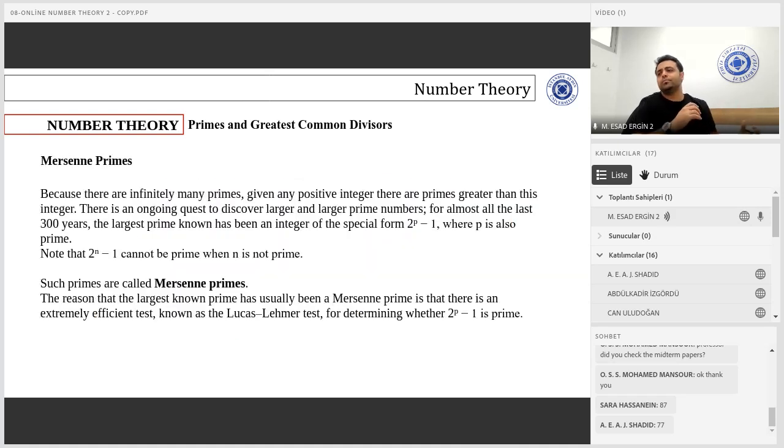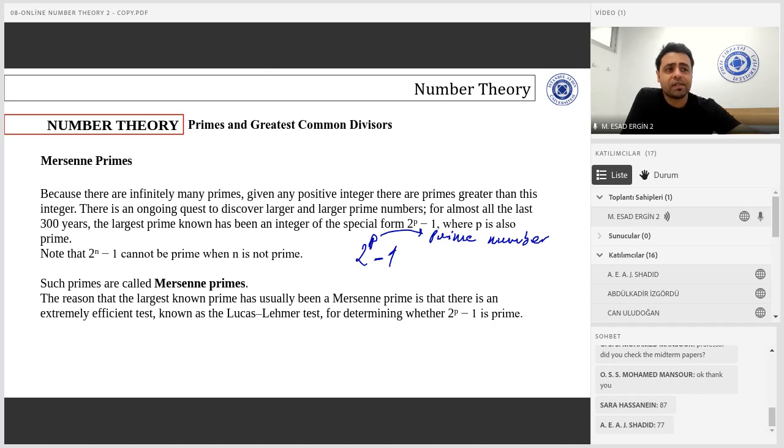So one of the other approaches to define numbers as prime is that the Mersenne primes appeared because there are infinitely many primes. Given any positive integer, there are primes greater than this integer. And for almost all of the last 300 years, the largest known prime has been an integer of this special form, which is 2 to the power of p minus 1. And of course, this p should be a prime number.